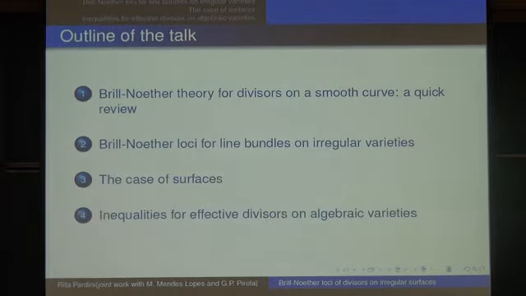So this is an outline of the talk. It's not worth spending too much time on this. You will see it. The only thing I would like to do is start by recalling the main facts of classical Brill-Noether theory, which is Brill-Noether theory for divisors on smooth projective curves. Because this is a really well understood classical theory, and so it can serve as a guide for what kind of things we should look for.